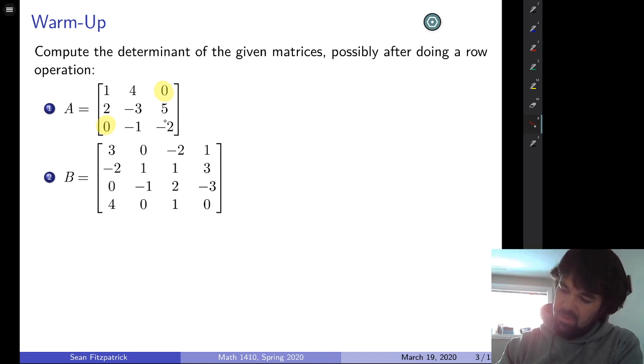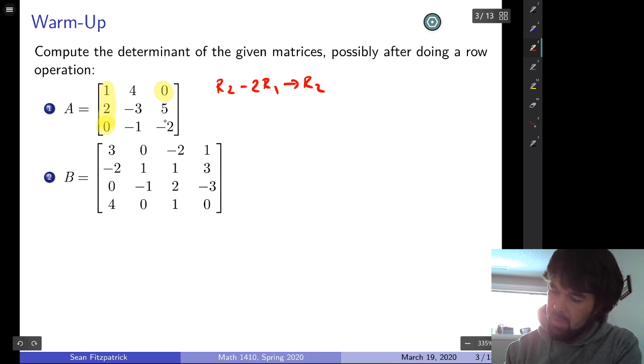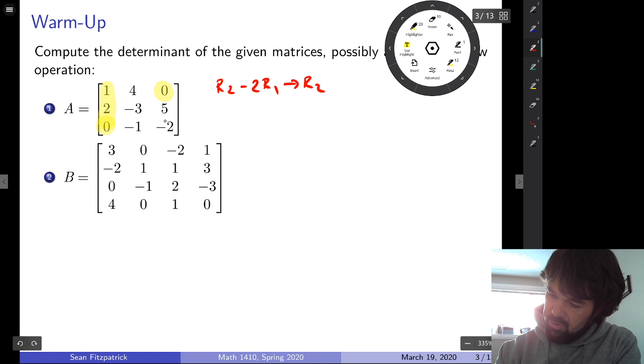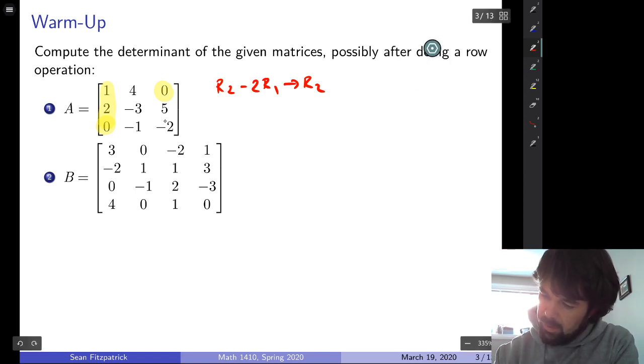So if I'm deciding on a row operation, I think this is the easier bet. To do a row operation in the third column, I'd have to do fractions. There's an easier row operation here: I can do row 2 minus 2 row 1 into row 2. And if I do that, I need to change my pen size here. We'll worry about it later.